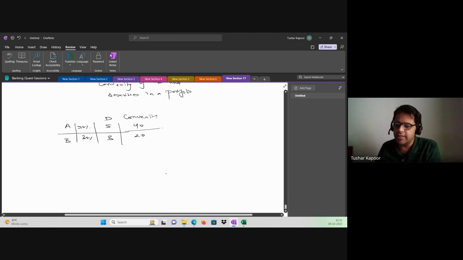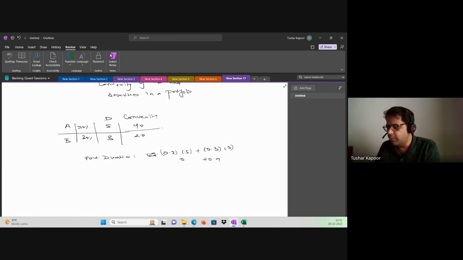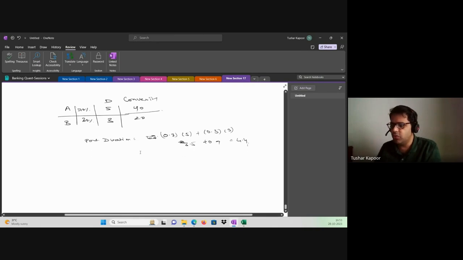Now let's look at this. If I were to calculate the portfolio duration, it will be 70% of 5 and 30% of 3, which is 0.9 and 3.5, sorry. Effectively 4.4 is the duration that I'm talking about.